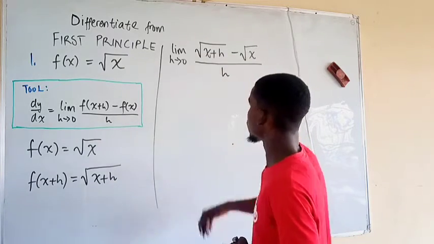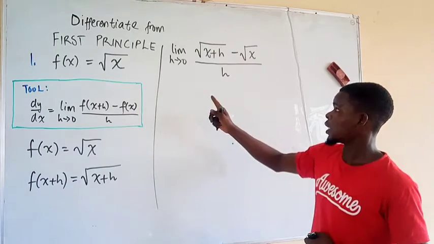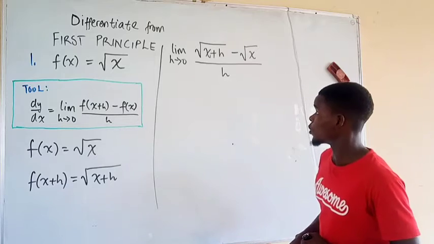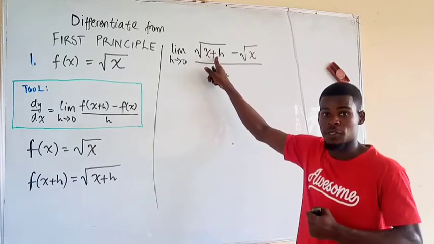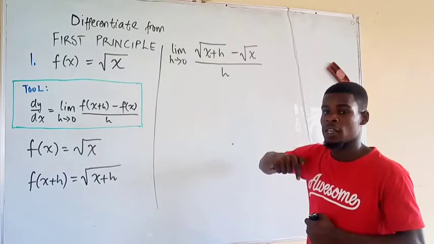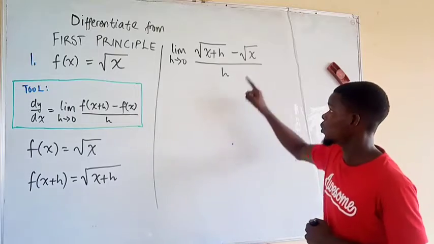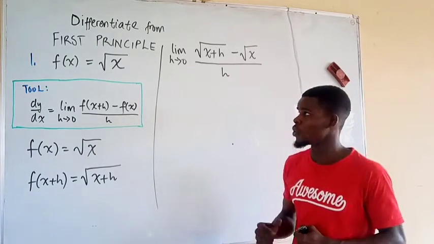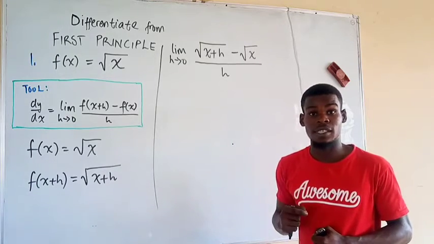Now that we have a fraction there, assuming we want to evaluate this limit by substitution, as h tends to 0 we plug in 0 straight. What we'll get is square root of x minus square root of x, which becomes 0. Then we put 0 for h here, and we have a 0 over 0 situation. So we do not just evaluate it like that, since this is giving us an indeterminate form.